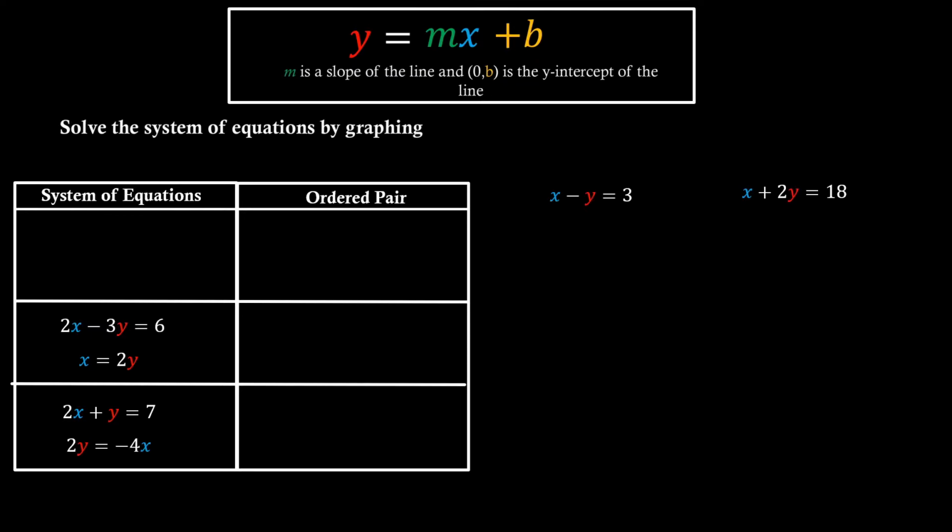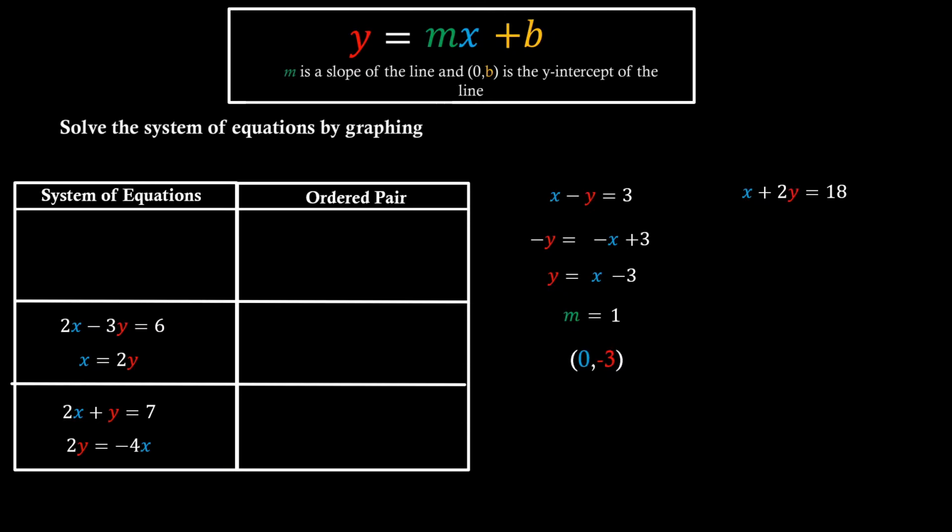Let's do that. For the first equation, if we subtract x from both sides, we get negative y is equal to negative x plus 3. If we divide both sides by negative 1, we get y is equal to x minus 3. Now, since this is written in slope-intercept form, we can see that the slope of the line is 1, and the y-intercept is (0, -3).